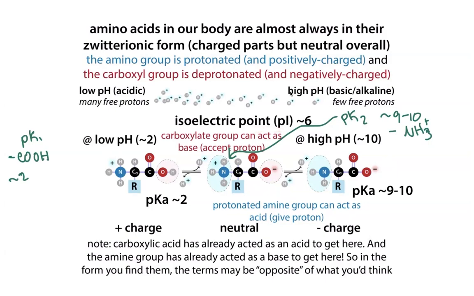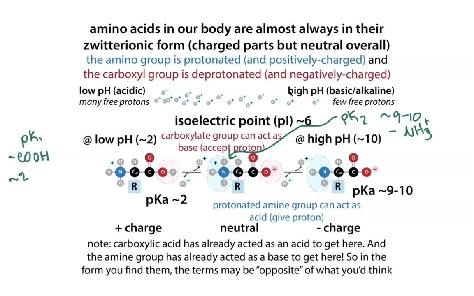If you only have 2 pKa groups, then the pI is simply the average of the 2. Things get more complicated if you have multiple groups, but if you just have 2, it's just going to be the average of them. So if we take the average of about 2 and about 10, 2 plus 10 is 12, divided by 2 gives us about 6 for our isoelectric point, the point at which something is electrically neutral.